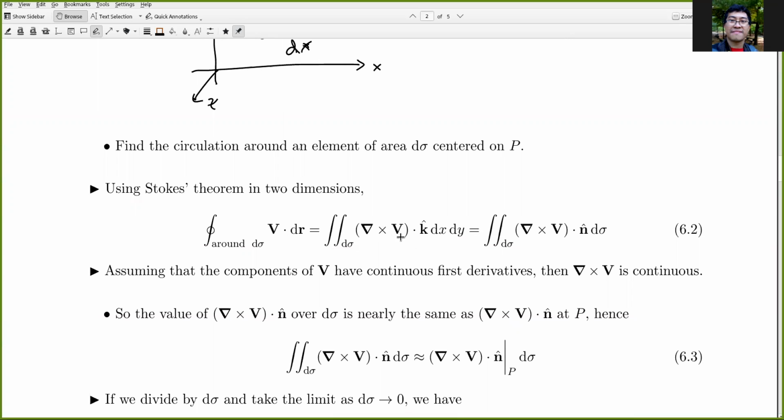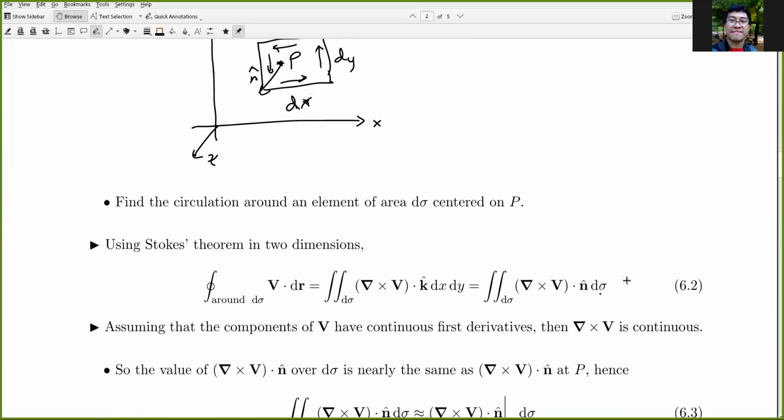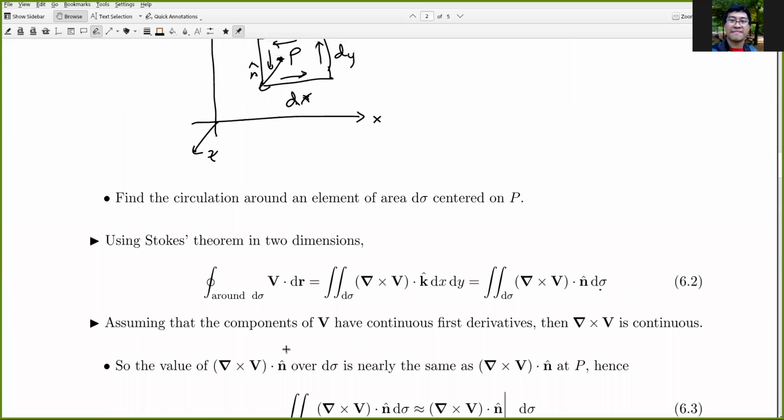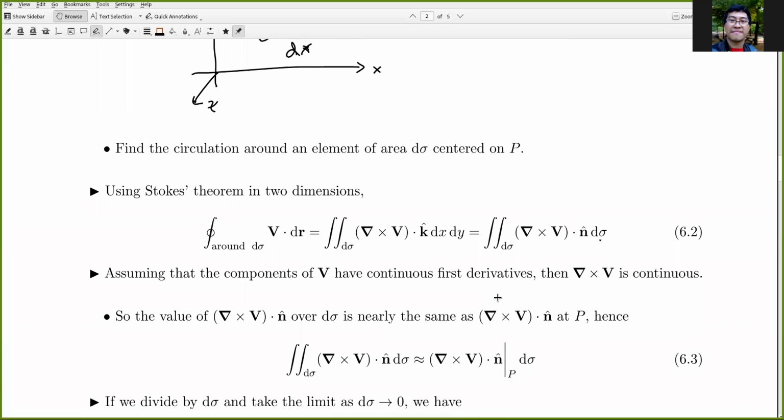We have this equation where K is proportional to N, so we substitute. So you have here, our circulation that we define like this is equal to a curl over surface area. So from a line integral, we converted it to an area integral. Assuming that the components of V have continuous first derivatives, then del cross V is continuous. In this case, the value of del cross V dot N over d sigma is nearly the same as del cross V dot N at P.